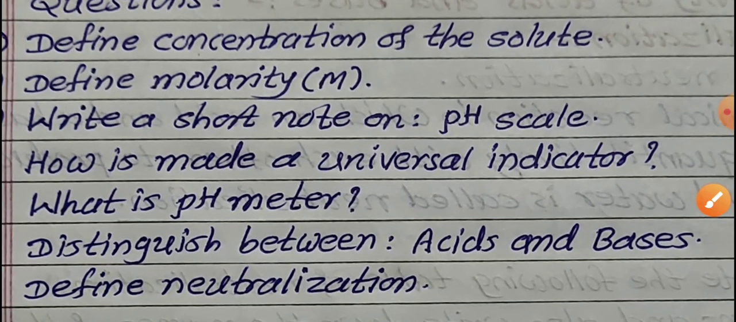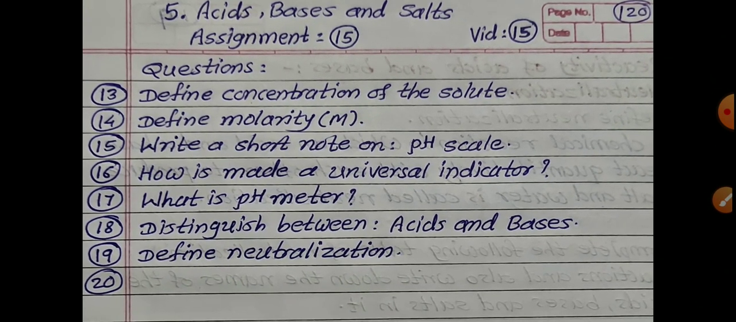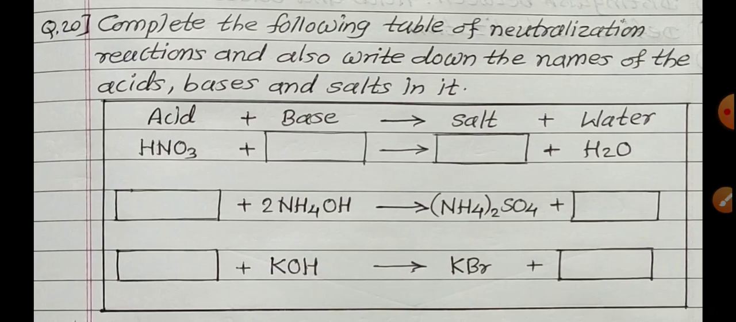So this is your today's assignment number 15. Define concentration of solute, question number 13. Then next, define molarity. Write a short note on pH scale with the help of diagram you draw. I will show the answer in our assignment. Now, how is a universal indicator made? What is pH meter? Distinguish between acids and bases. Define neutralization, and question number 20 means complete this table. Clear, all of you are getting?